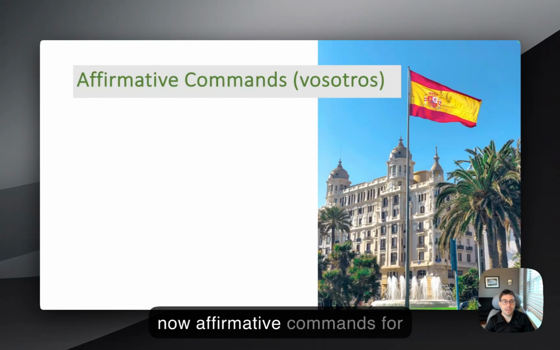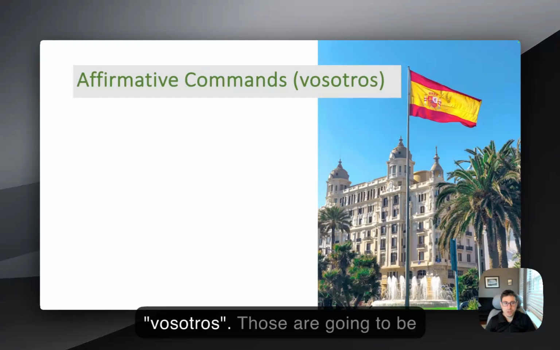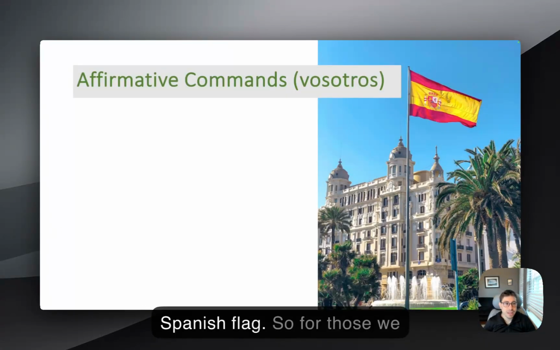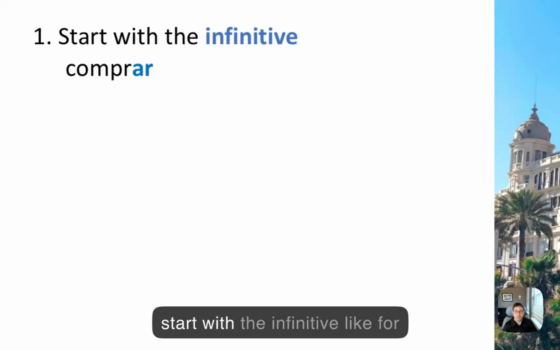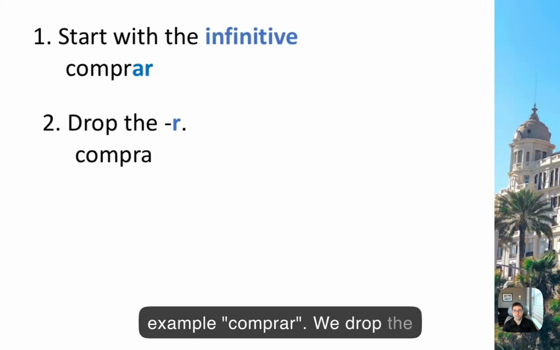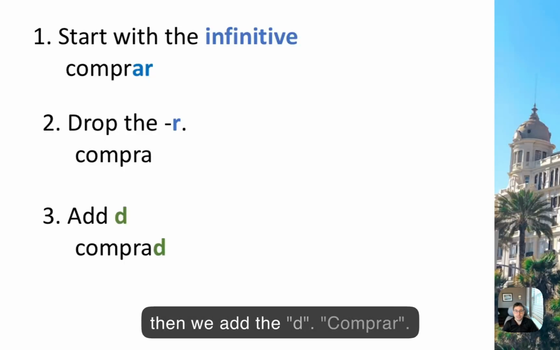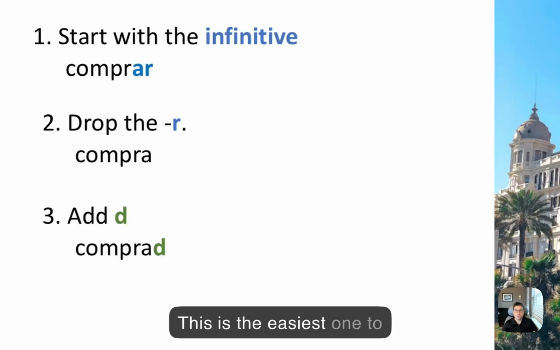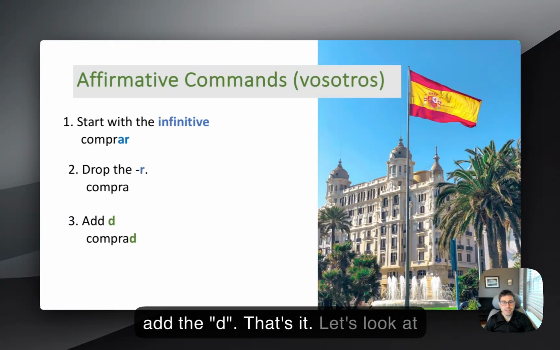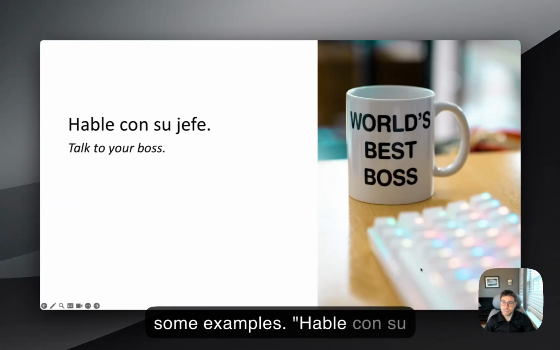And now, affirmative commands for vosotros. Those are going to be used in Spain where vosotros is common. That's why we have the Spanish flag. So for those, we start with the infinitive. Like for example, comprar. We drop the R, so we have compra. And then we add the D. Comprad. This is the easiest one to remember. Infinitive, drop the R, add the D. That's it.